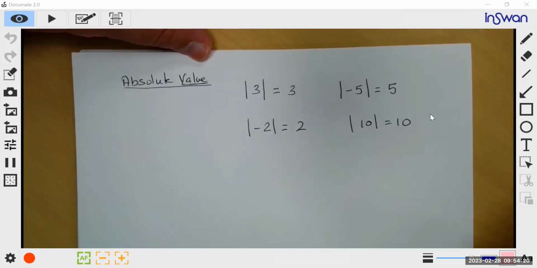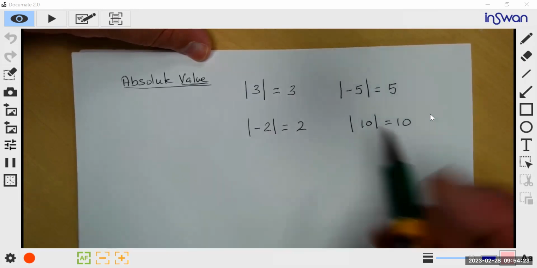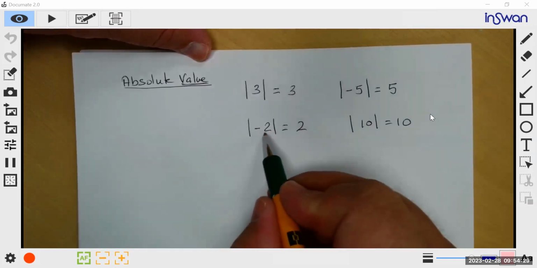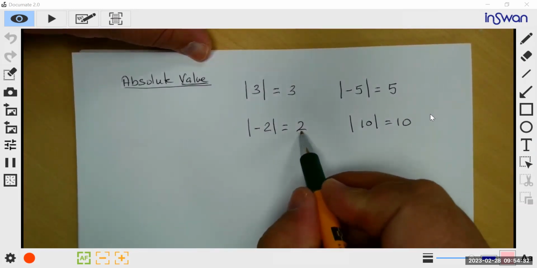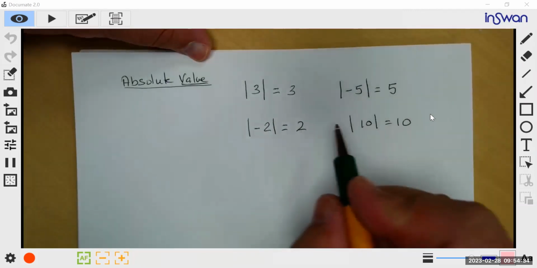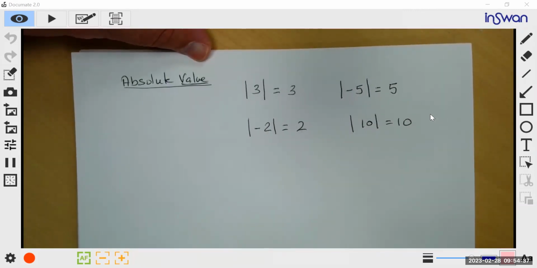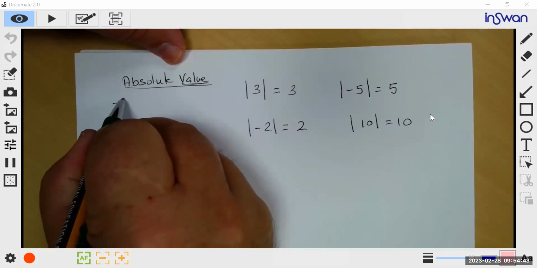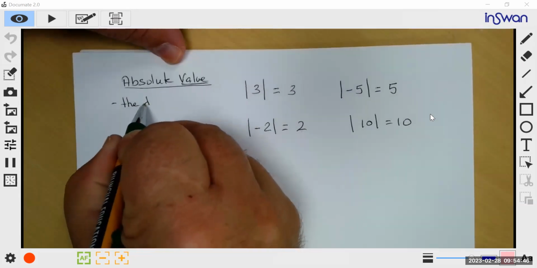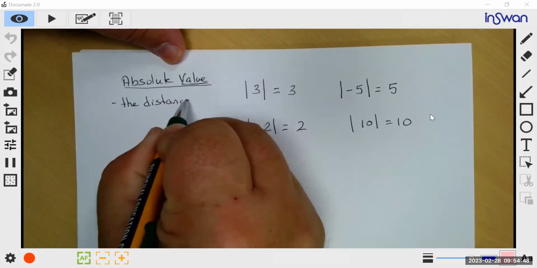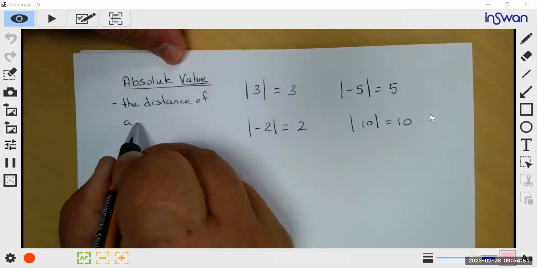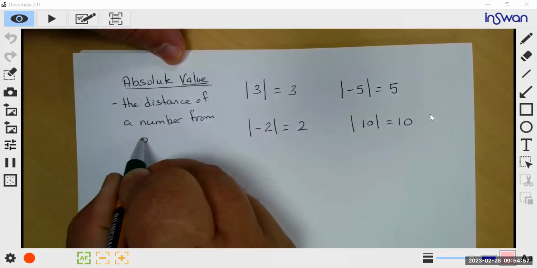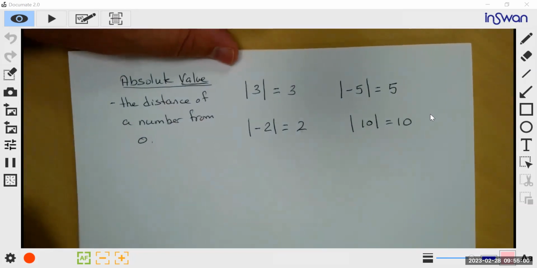So what does an absolute value do? Yeah, it pretty much strips the negative sign from inside that value. No matter what number's inside there, strip the positive or negative sign, and it just comes out positive. Why is that? With the absolute value, what it defines is the distance of a number from 0. How far a number is from 0.